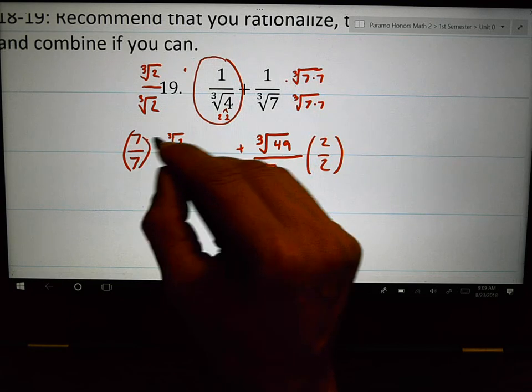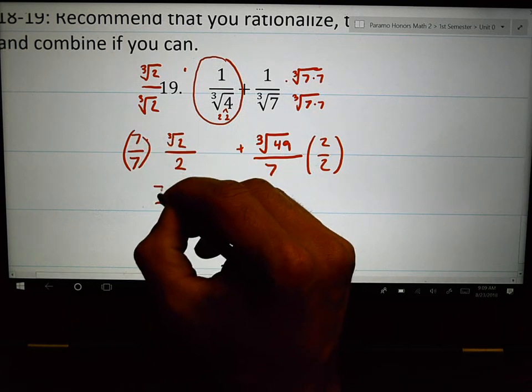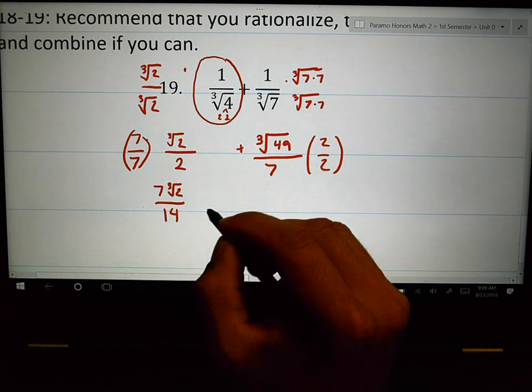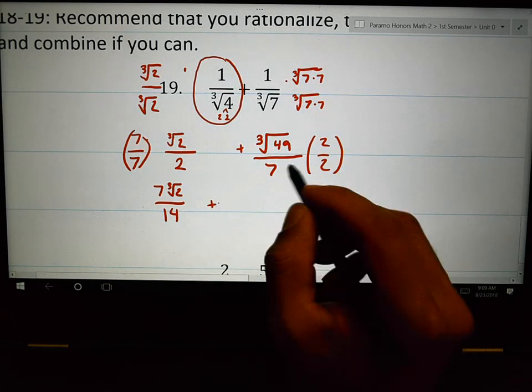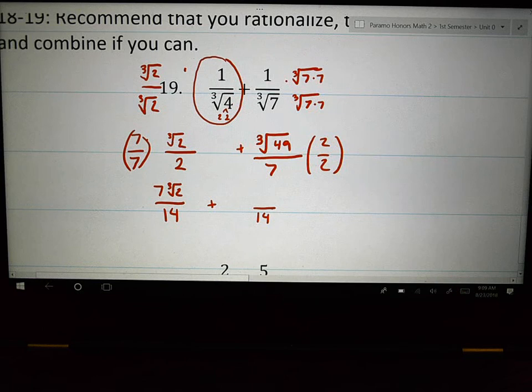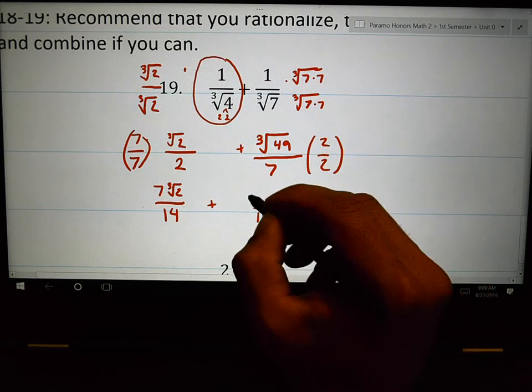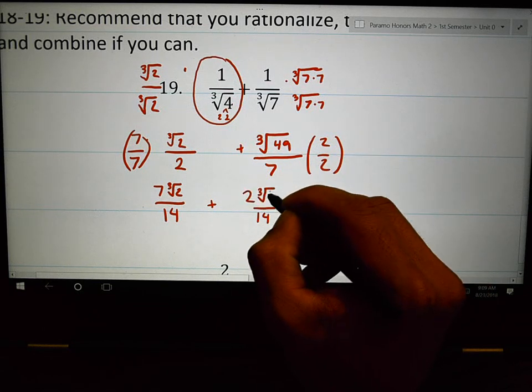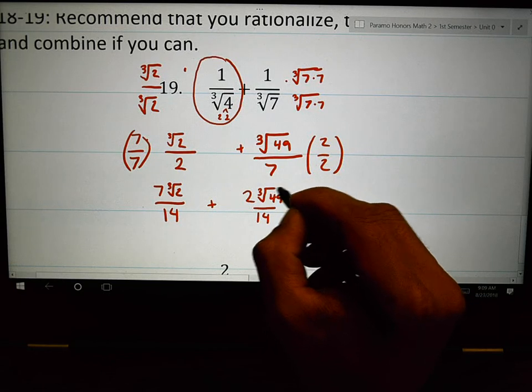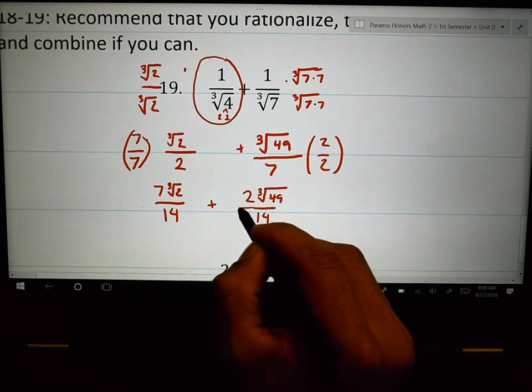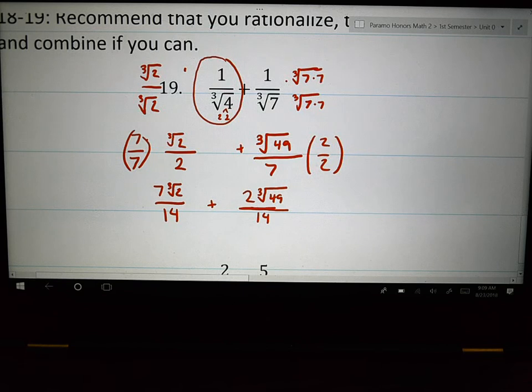This numerator, the left side, is 7 times the third root of 2. The other denominator is 14. The other numerator, since 2 is on the outside, it does not go to the inside. It stays in the numerator. And we now have 7 times the third root of 2 over 14 plus 2 times the third root of 49 over 14. We have a common denominator.